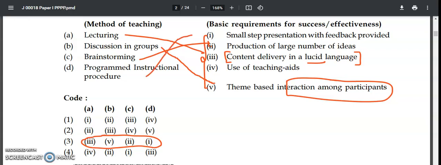Coming to the programmed instructional procedure, whenever students are facing some difficulty understanding any one difficult concept, then we are taking this one. A small step presentation will be provided first of all with feedback provided. That means after completion of that small step presentation, the students will give feedback whether they understood or not. If they understood, then we go to the next step presentation of that difficult topic. So here option 3 is the correct answer.